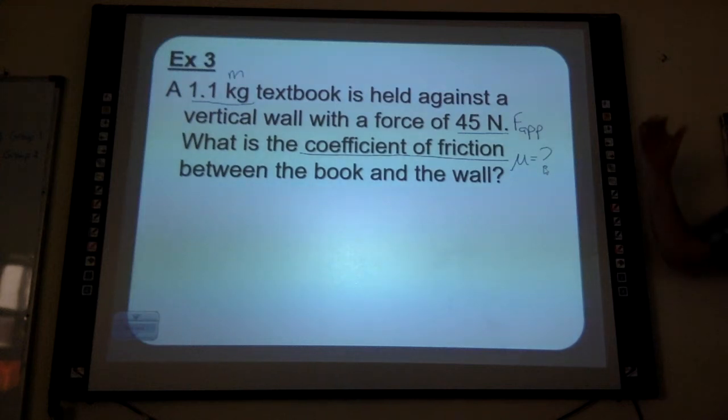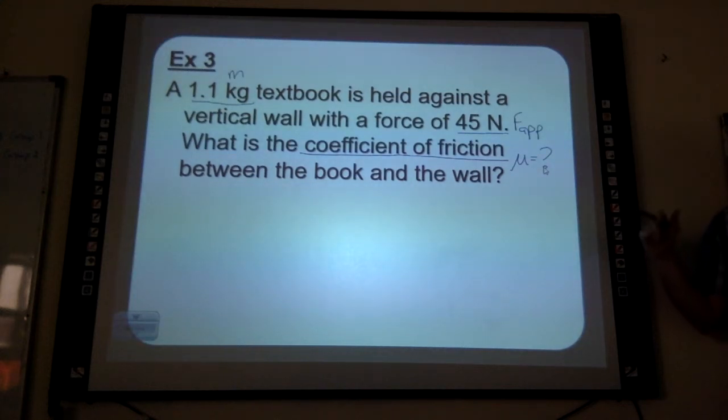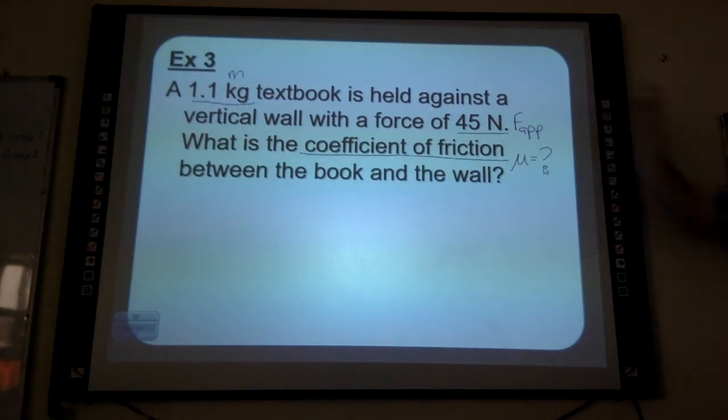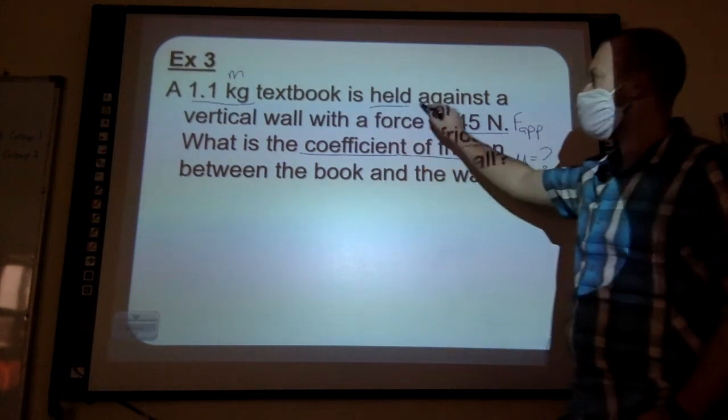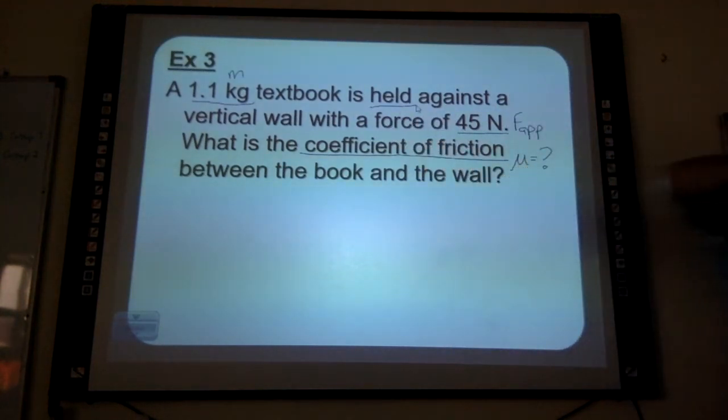Yeah, so it doesn't say it's moving up. It's not going down. It's not going into the surface or out of the surface. It's held against a vertical wall. So if something is being held and it's not moving, what does that tell you? Acceleration is 0. And if acceleration is 0, what else?